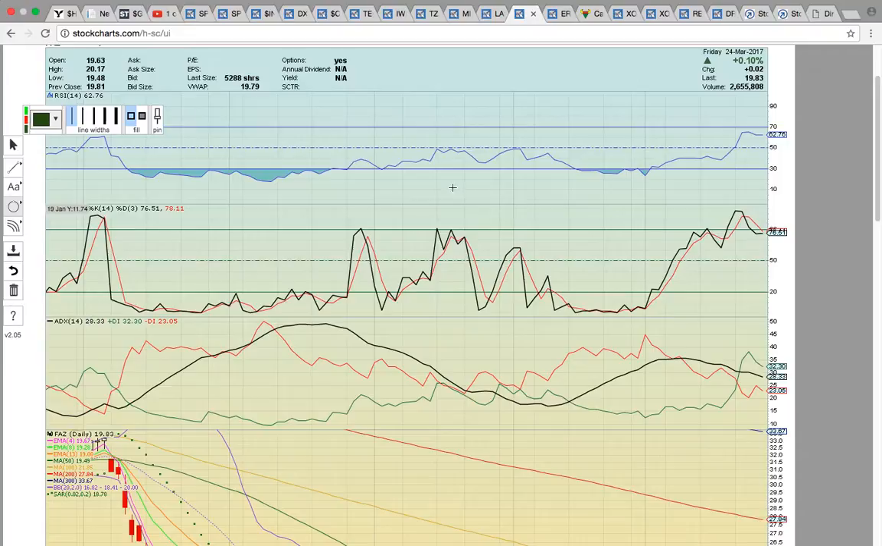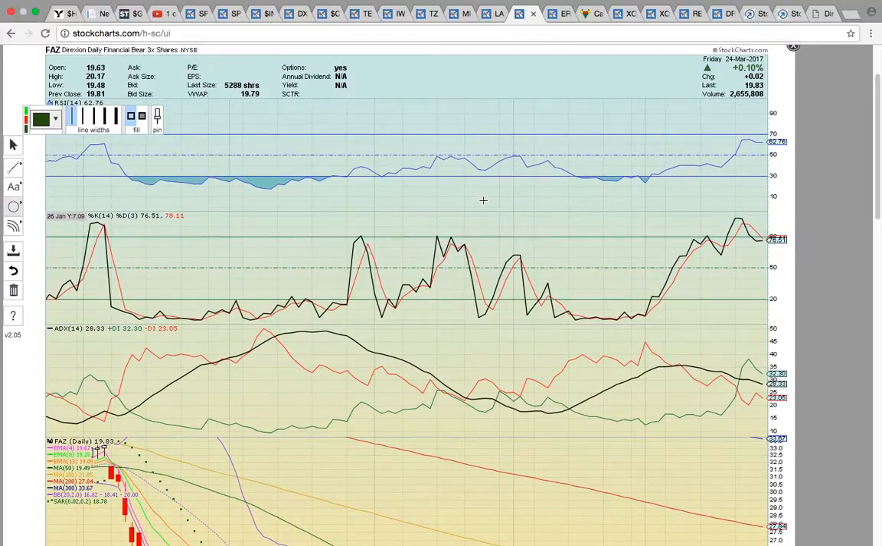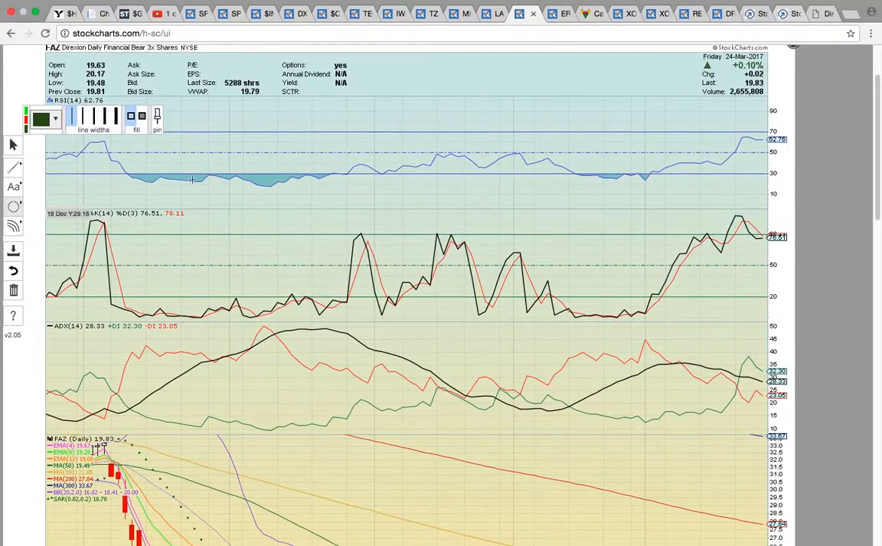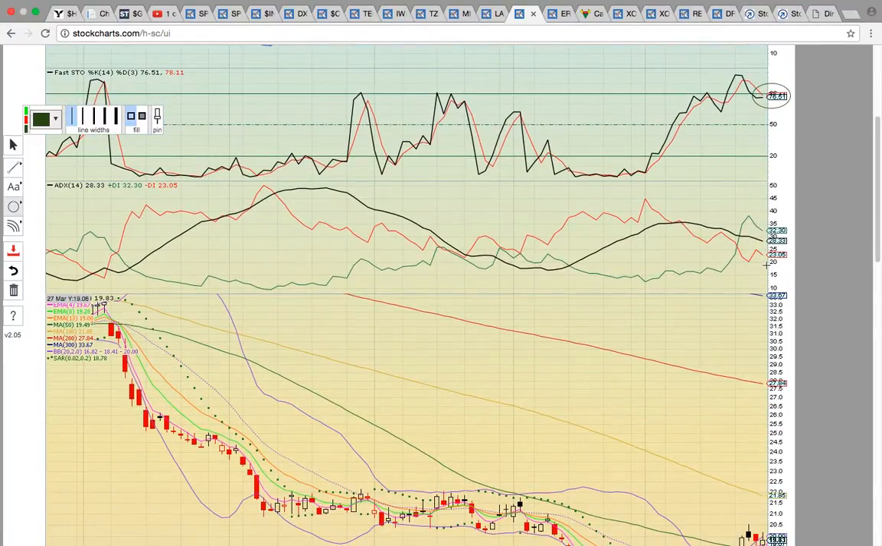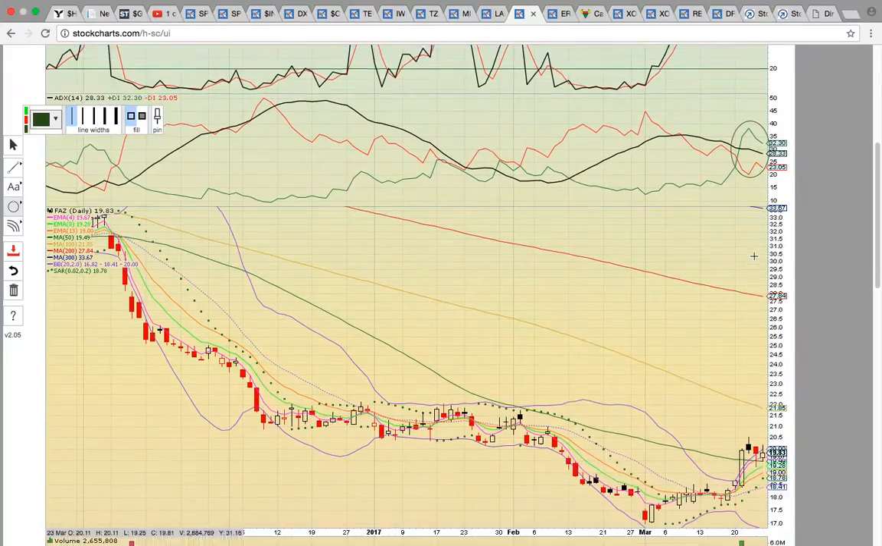Okay, let's look at the financial bear. This is FAZ, financial bear 3 times. It has heated up as well. You've got RSI in the 50 to 70 bull zone at 62. Vasto corrected a little bit. Now it's at 76. It's not at overbought levels. ADX, you've got the green line above the black and red lines, so it is bullish.